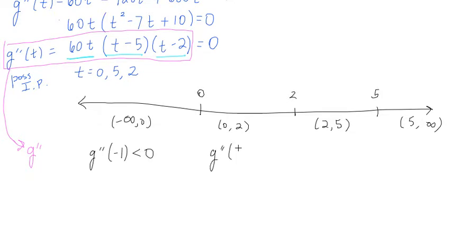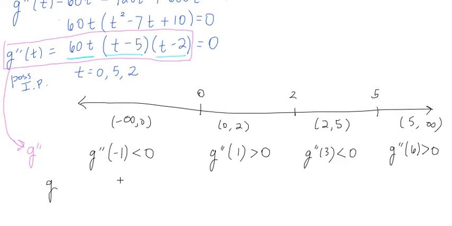g double prime of 1. And by the way, you need to write all this out so that I know exactly what you're doing. g double prime of 1 is going to be positive. 1 minus 5 is negative, 1 minus 2 is also negative. So positive times a negative times a negative is positive. And for 2 to 5, how about g double prime of 3? That would be positive, negative, and positive, so negative. And g double prime of 6 would be positive, positive, and positive.